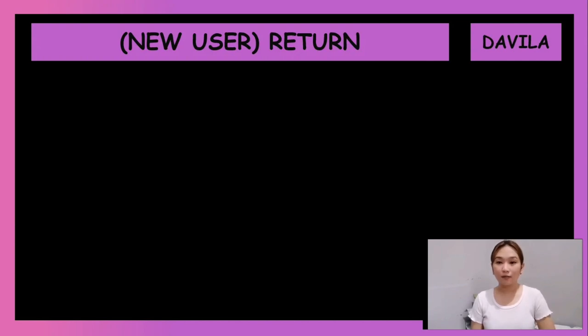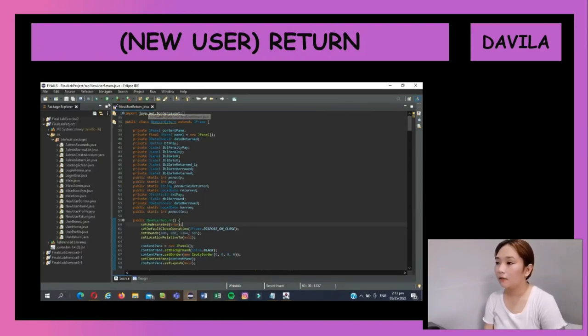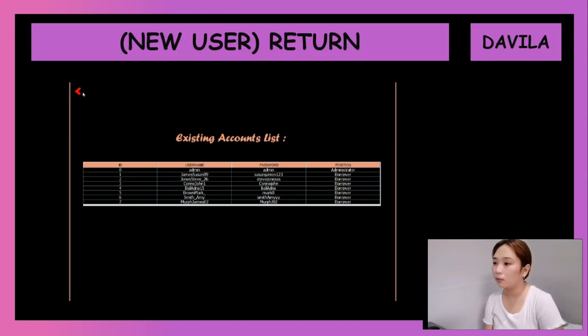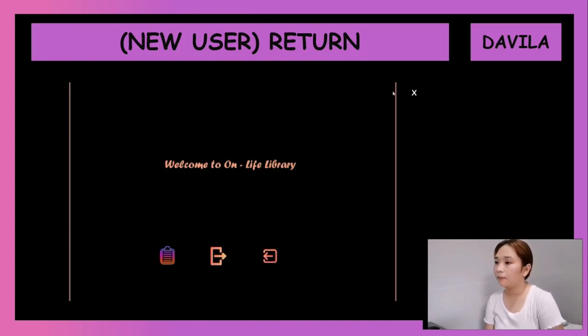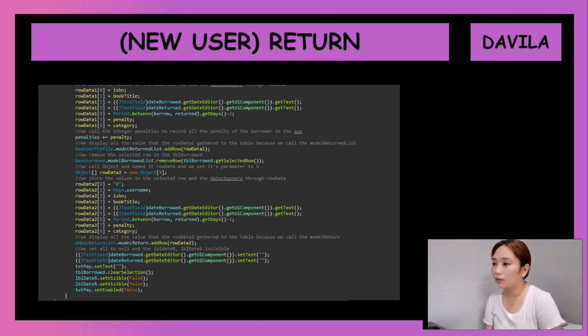Hi, I am Jamaica Davila and I will discuss the new user return. Display all the values that the raw data gathered to the table, because we can call the model return, set all the null, and the label date B and label date are invisible. First, we hold the user input in the date chooser through the penalty return string. Convert the input of the user to integer so that we can calculate the age, placing the year, month, and day in the local date named return.